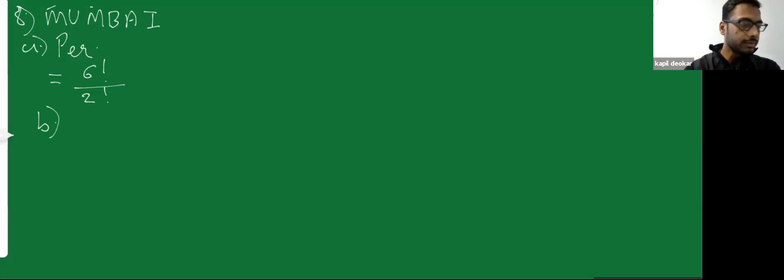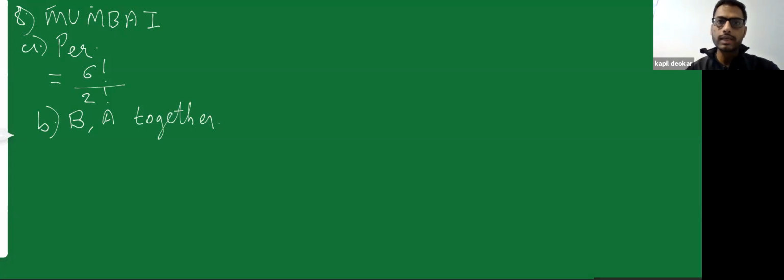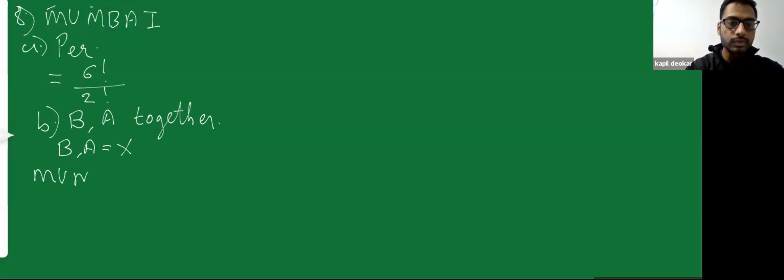Perfect. So we have our next question. In this same word MUMBAI, I want B and A to always be together. Okay. So if I want two objects to be together, how do I solve it? It's simple. Consider those two objects, tie them up together and consider them as one unit. Therefore, if I consider B and A as one unit, I'll name that unit X. And then I'll rewrite my word again. So I'll have M, U, M, I.